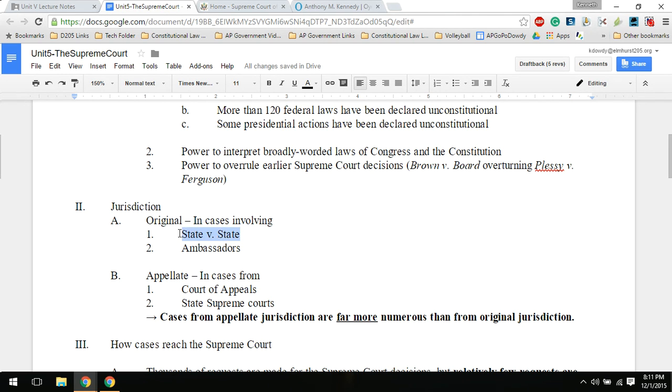So there are some cases where the Supreme Court hears original jurisdiction, or hears the case for the first time. The vast majority of the cases, however, are appellate, meaning they're heard on appeal, either from state Supreme Courts, Illinois State Supreme Court, or from the Court of Appeals, those 12 circuit courts of appeals. I would say probably 98% of the cases are heard on an appellate basis. So they have very few cases that are original jurisdiction, only heard by the Supreme Court.